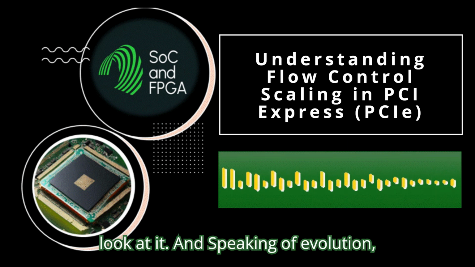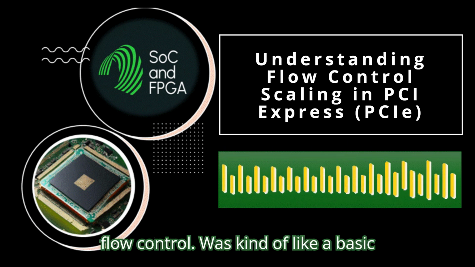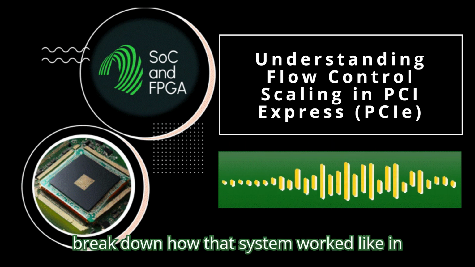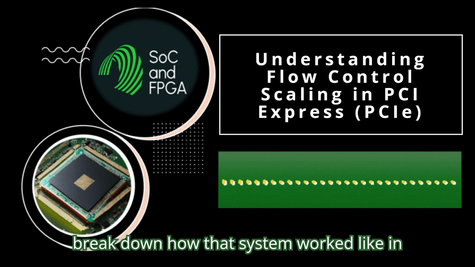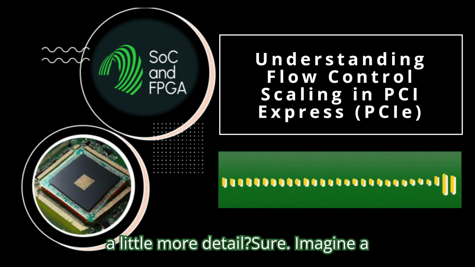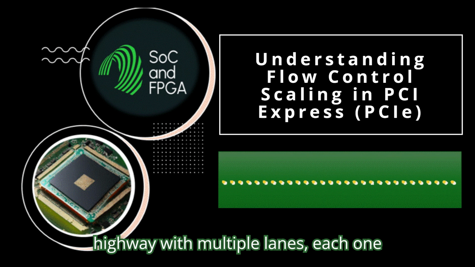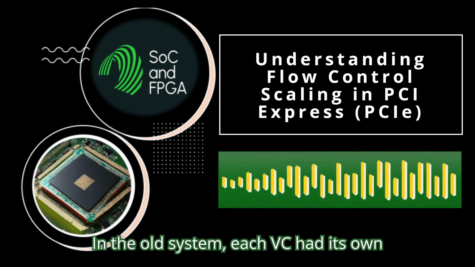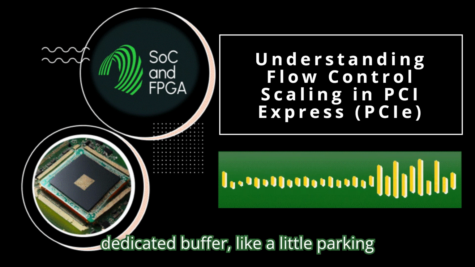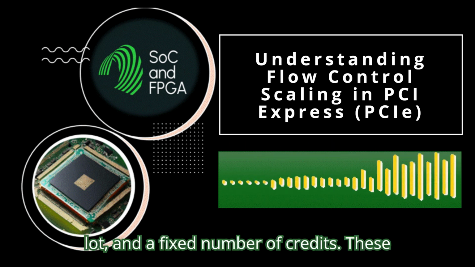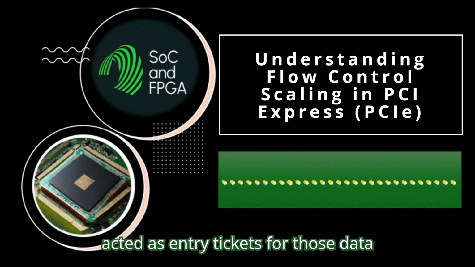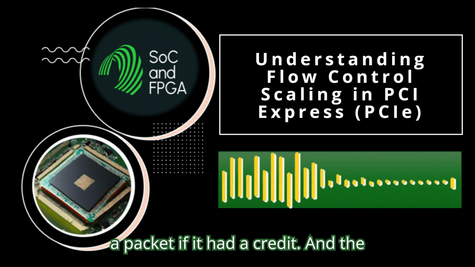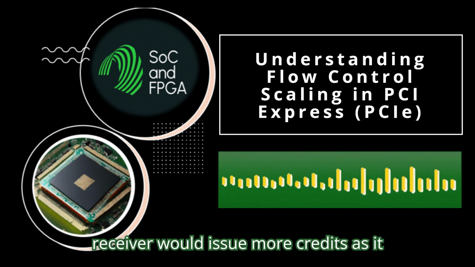And speaking of evolution, you mentioned before that traditional flow control was kind of like a basic highway system with fixed lanes. Right. Can you break down how that system worked, in a little more detail? Sure. Imagine a highway with multiple lanes, each one representing a virtual channel or VC. Okay. In the old system, each VC had its own dedicated buffer, like a little parking lot, and a fixed number of credits. These acted as entry tickets for those data packets. Okay. The transmitter could only send a packet if it had a credit, and the receiver would issue more credits as it processed the data.